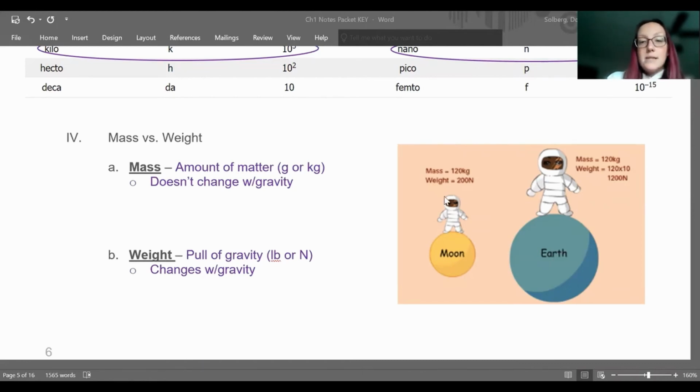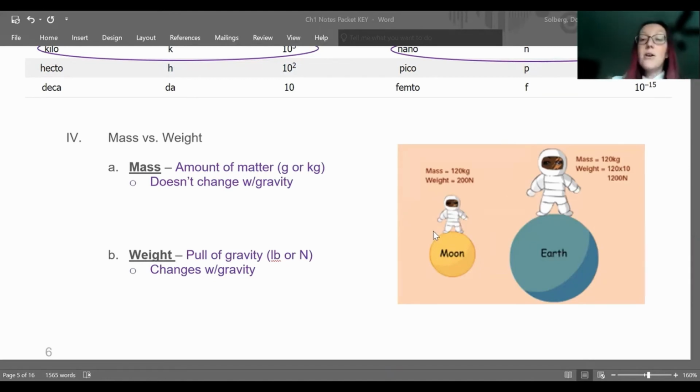Now, notice on this example, my mass on the moon and my mass on the Earth are exactly the same, 120 kilograms, because the amount of stuff in my body has not changed. Okay, so the mass does not change based on gravity, whereas weight does. Weight is actually a measurement of the pull that the Earth has on you or the moon has on you. So notice the weight actually changes, and this one is measured in newtons, but pounds or newtons, that actually changes whether we're on the Earth or on the moon.